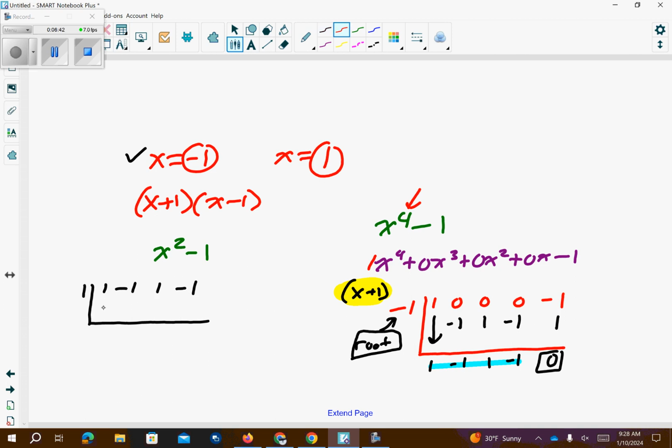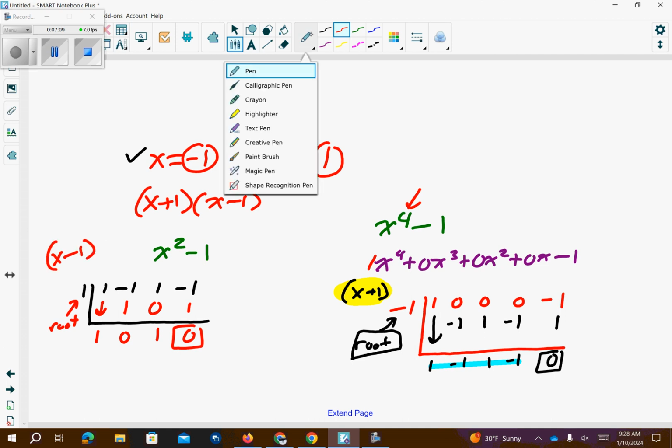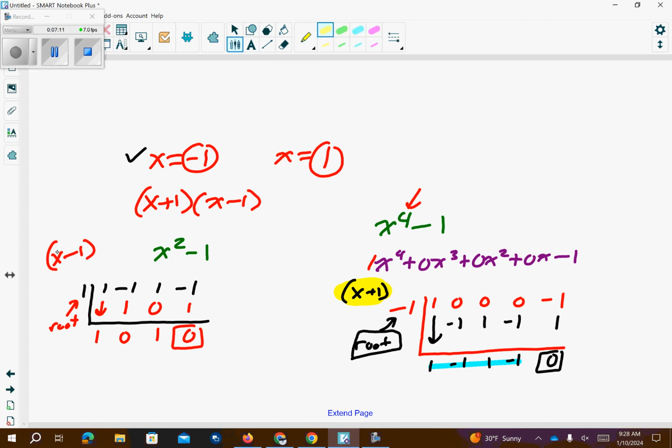So when I do this, this 1 comes straight down. 1 times 1 is 1. Negative 1 plus 1 is 0. 0 times 1 is 0. 1 plus 0 is 1. 1 times 1 is 1. I get a 0. This gives me a 0 back here. Okay? So now this verifies that this is also a root, which leads me to x minus 1 as a binomial. And I'll highlight that in yellow. Okay?